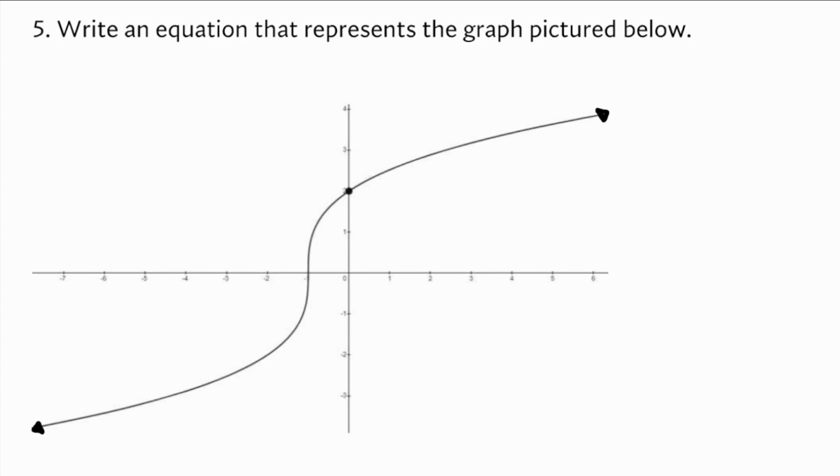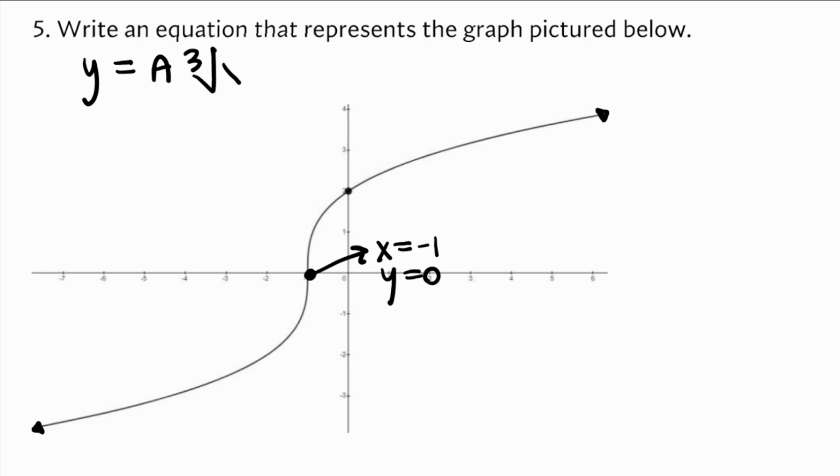We're going to identify the center point. That's going to be over here where x equals negative 1 and y equals 0. We set up the skeleton equation: y is some number times the cube root of x minus h, plus k, where h and k are the coordinates of that center point. So x equals negative 1, so h is negative 1. k is y equals 0, so I'll have that.